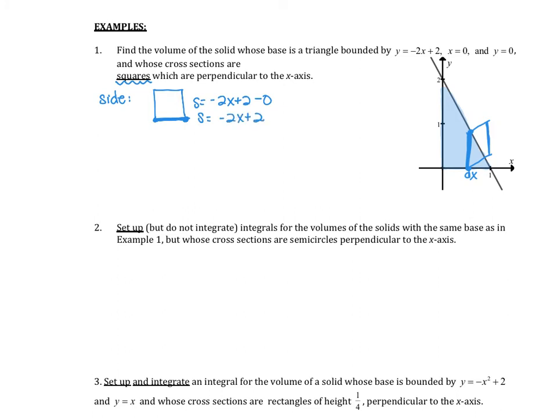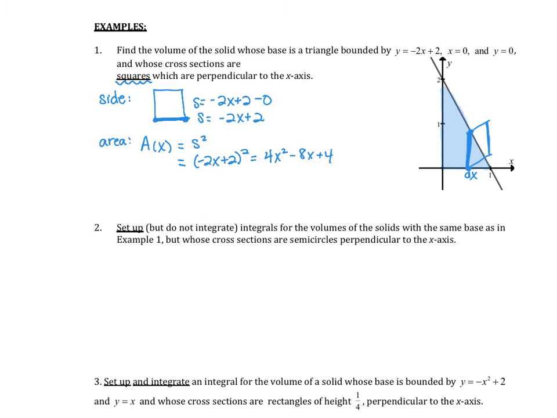Now, when we talk about the area of this particular shape, we know the area of a square is base times height, but the base and the height are the same, so the area is s squared. So this area is negative 2x plus 2 squared, or it might be easier to think about it in its FOILed form, 4x squared minus 8x plus 4. That's just the area of the square.